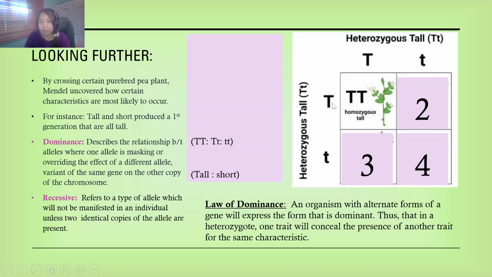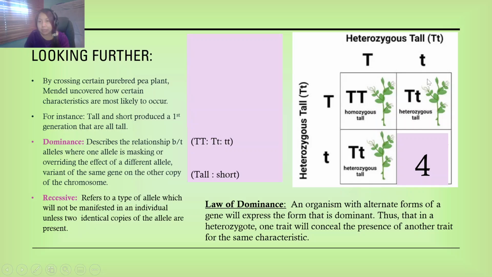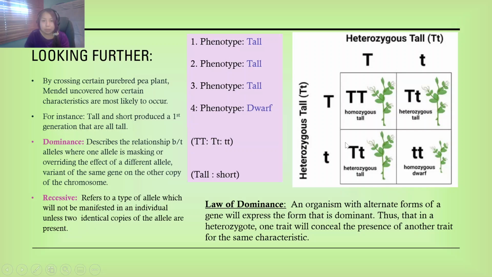We have a big T and a small t, and that gives us heterozygous. And do you think it'll be tall or short? In this case, it's going to be tall. And same case for number 3, big T, small t, heterozygous, tall. And the fourth one, we see 2 small t's, which is homozygous, dwarf. And we notice that the phenotypes are in a 3-to-1 ratio, while the genotypes are in a 1-to-2-to-1 ratio.